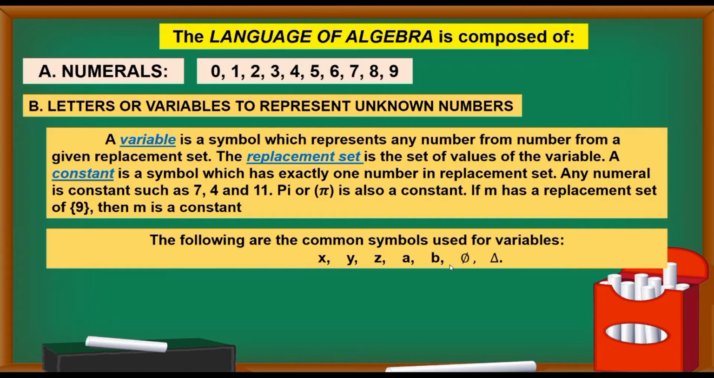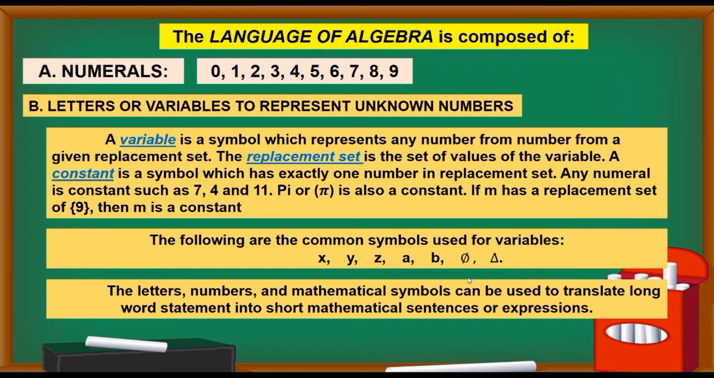Pero kung kailangan ng maraming letters or variable, ginagamit natin lahat ng nasa alphabet. Pwede rin po yung symbol na pwedeng square, rectangle, triangle, basta kahit anong symbol, pwede natin gamitin as variables. And then, the letters, numbers, and mathematical symbols can be used to translate long word statements into short mathematical sentences or expressions. So, pwedeng yung word problem, pwedeng gawin natin in mathematical sentences or expressions.